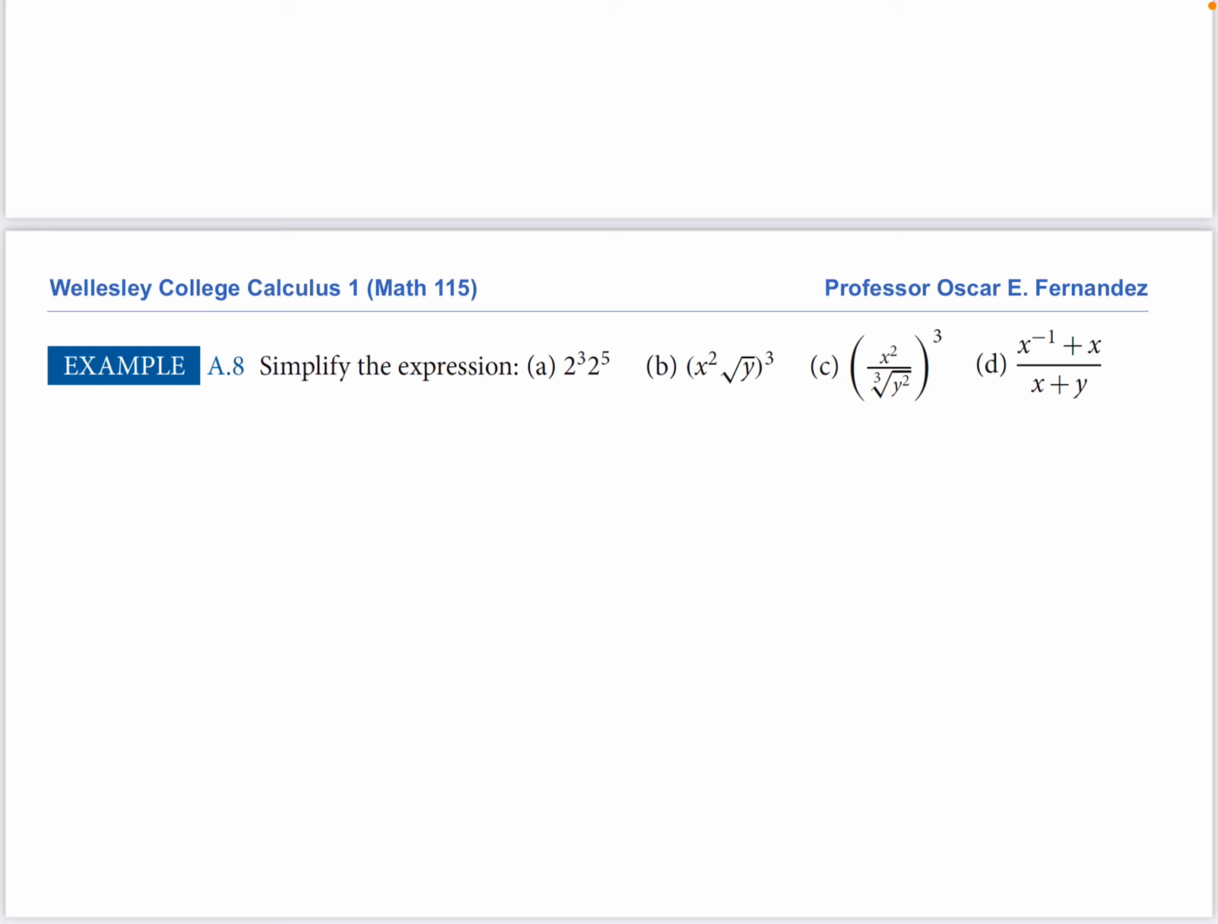Hi, this is Professor Fernandez, and in this video we are going to work on the rules of exponents. The example that we're going to do here is example 8.8 from appendix A from the book Calculus Simplified.